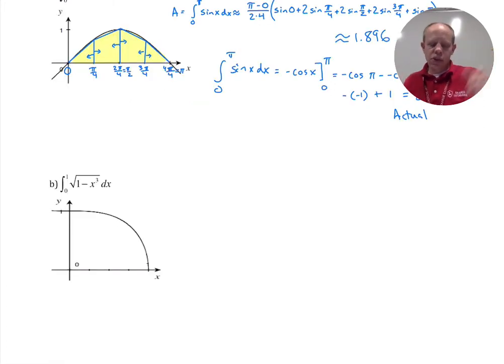All right, so let's give this a try with letter B. So I said we're going to use numerical integration when it would be difficult or almost impossible to figure out these antiderivatives.